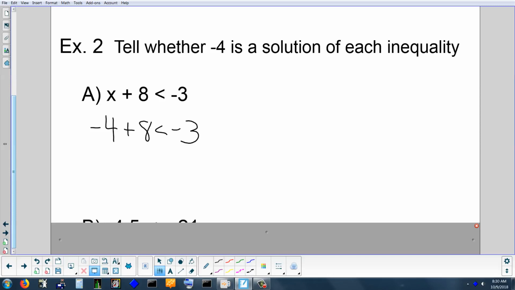I just did the arithmetic that was there. I don't have to move anything around. I just do the arithmetic that's there. All right.